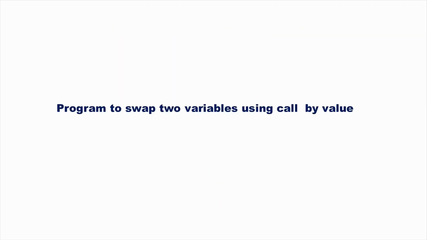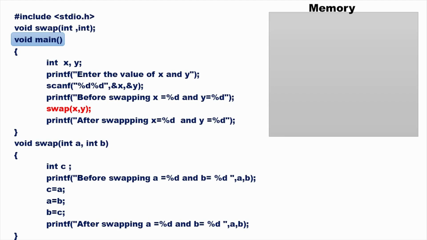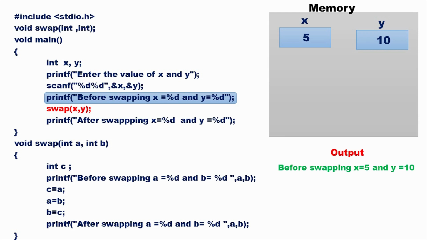Let us first do the program using call by value method. Start with main. Declare two variables x and y. Enter values of x and y. Assume that we have entered 5 and 10. Print value of x and y. We will get the output before swapping: x equal to 5 and y equal to 10.